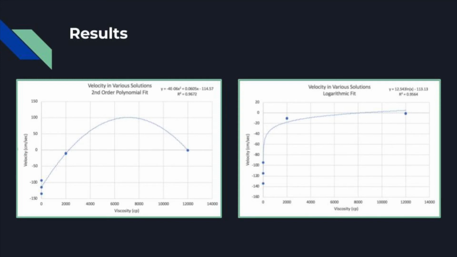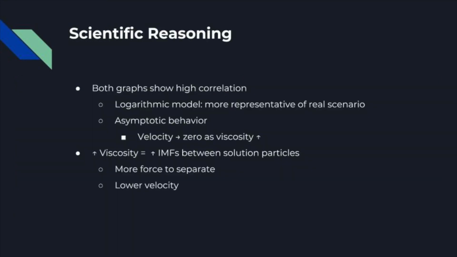While the polynomial graph has a slightly higher correlation value, we believe the logarithmic fit graph better models the real-world situation. While both the parabolic and logarithmic graphs show a high correlation, the logarithmic model is much more indicative of a real-life scenario. As the viscosity of the solution increases, the velocity of the particle gets closer and closer to zero. A higher viscosity correlates with the stronger IMFs in the solution, meaning the attractive forces between the particles of solution are more difficult to separate, which slows down the ball bearing as it descends.